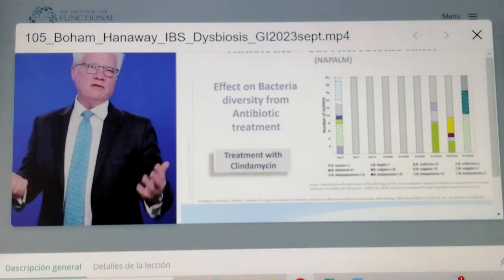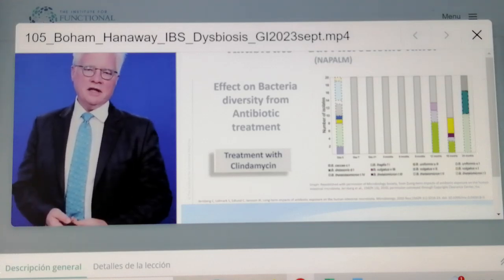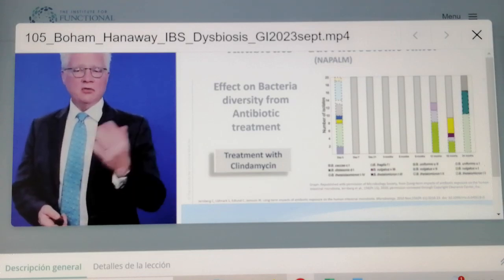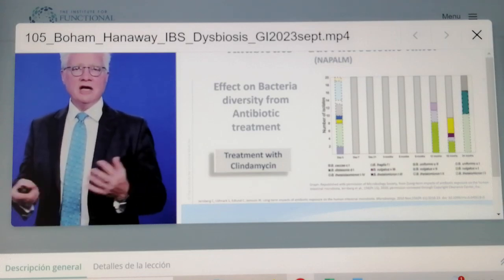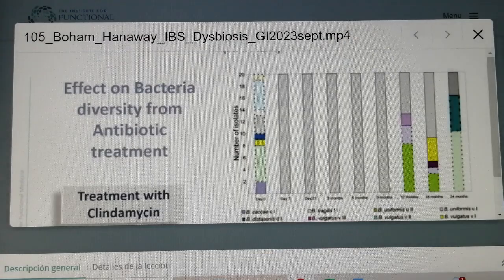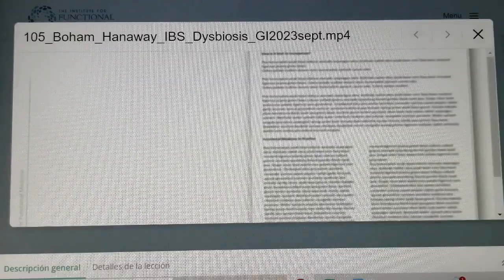And so we find that antibiotics, in this picture, show that over time, at day 7, 21, 3 months, 6 months, 9 months, even 24 months out, we do not see a full reversal of the diversity that was present before we gave, in this case, the clindamycin in the first place.